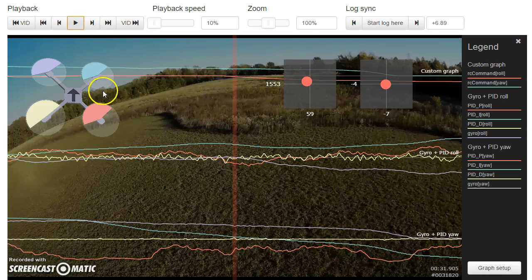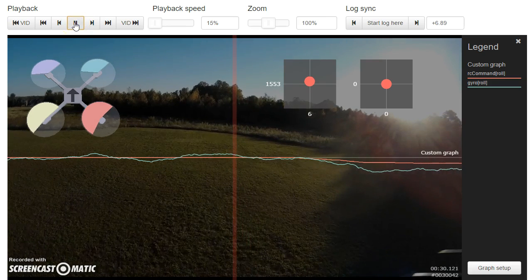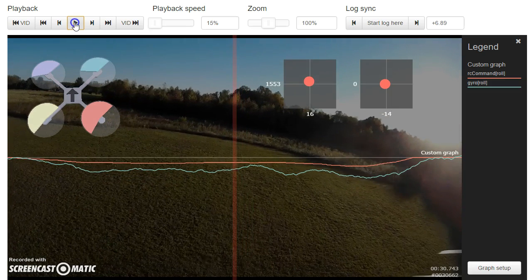The other question that we need to address though is, are the gyros reading correctly? And I'm sure that they are. It would be a huge bug if they weren't, but let's take a look anyway. So now I've got the graph set up with just RC command roll and gyro roll, and we're just going to focus on that, and I'm going to play it forward at 15% speed. So here you're inputting left roll, and the gyro is negative, indicating left roll.